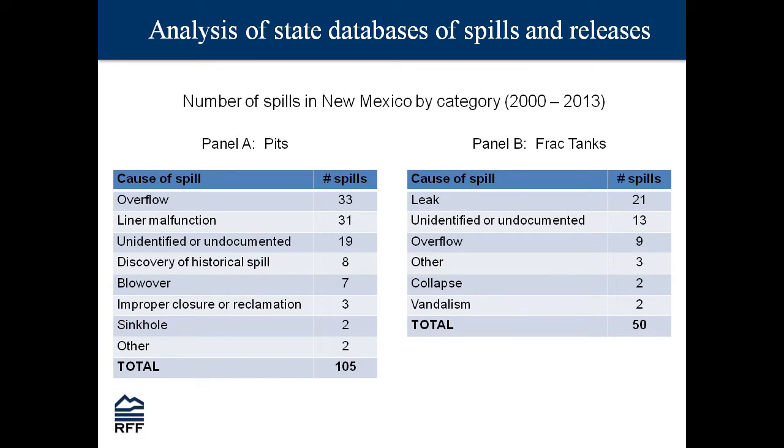This is an example of some of the types of spills that you get. So vandalism here, this 2 over here is where you get the tank shootings. And a lot of this is leaks, overflows from pits, leaks from frac tanks, and so on. So the material gets out there. So we have another study. The question is, once it gets out there, then what happens to it?